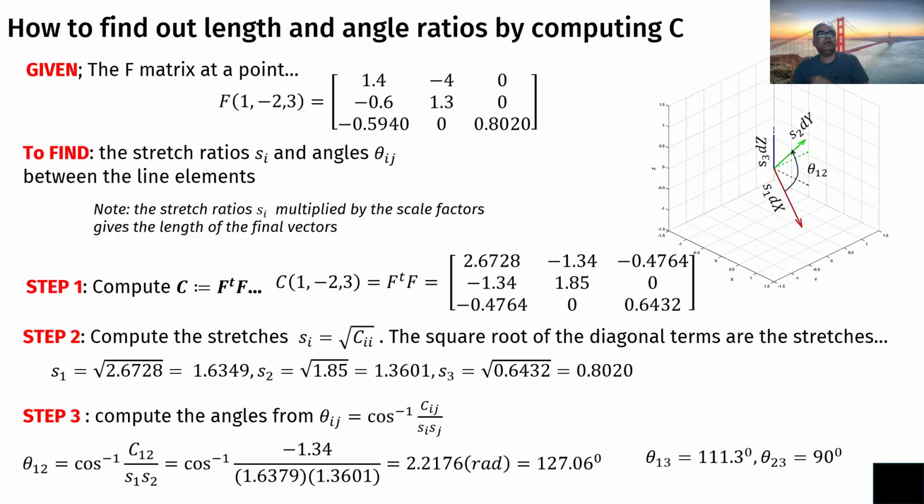Similarly, you can compute the angle between the x and z axes as 113 degrees, and the angle between the y and z axes as 90 degrees. So the y and z axes are still perpendicular. It doesn't seem that way in the figure because of the perspective, but it is perpendicular. Okay, that's how it works. Okay, thank you.